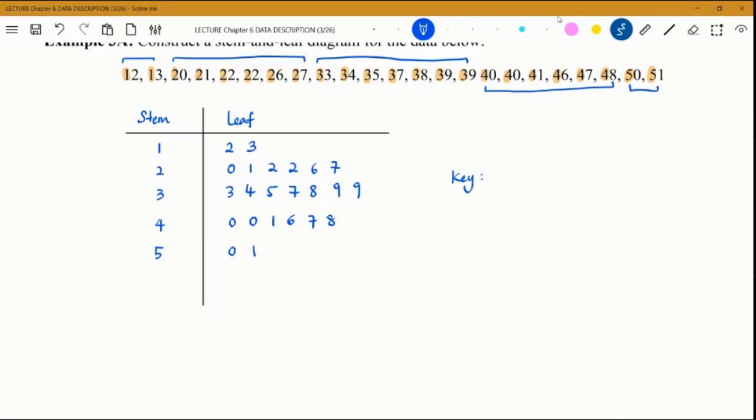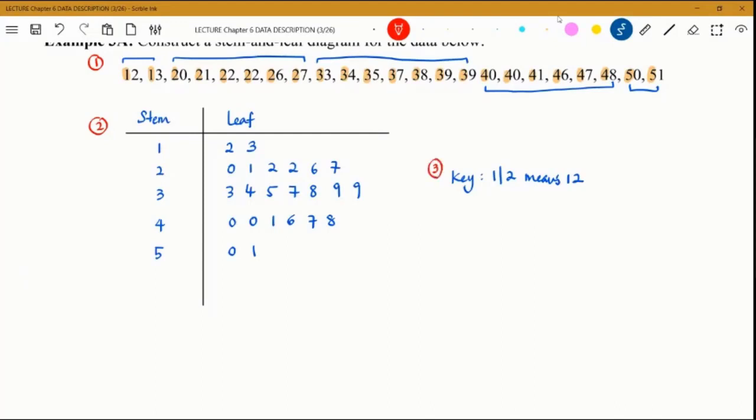Okay, so once we have constructed the stem and leaf diagram, you have to put the key. We're going to take either one. So let's say I'll put 1 stroke 2. So this one means 12. Okay, kalau kamu nak ambil 3 stroke 3 pun tak ada masalah. So that represents 33. So make sure we arrange the data first, and then we make the stem and leaf plot, and then lastly we have the key. Key ni penting, dia ada markah.